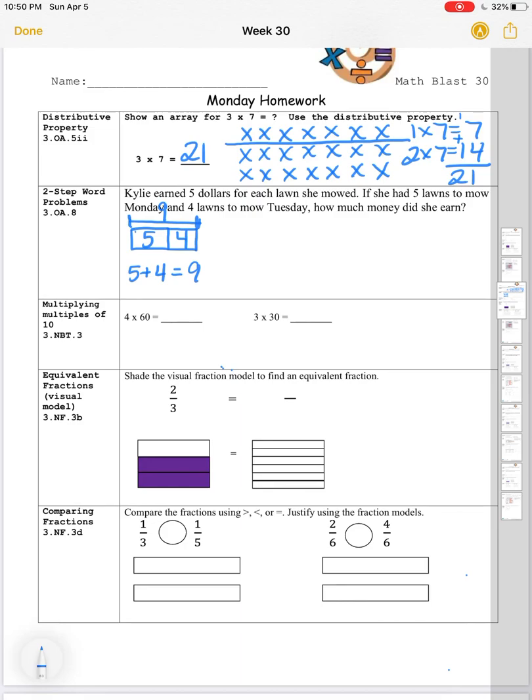Now, in the second step of the problem, I'm going to represent each lawn as earning her $5. For each lawn she mows, she gets $5. So I'll note here that this box is 1 lawn. And I know that she had 9 of those lawns. So I'm going to show 9 lawns, with each lawn being represented as a box here.